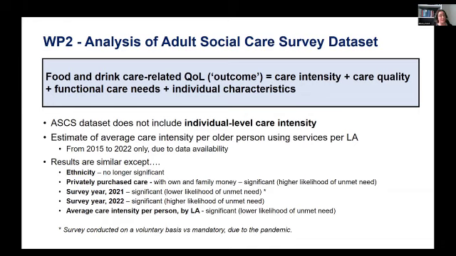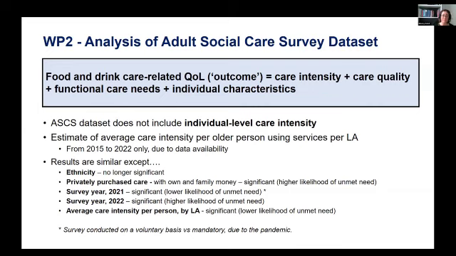And the results were very similar, but with a couple of differences. Interestingly, we found that ethnicity was no longer significant, which again in itself is an interesting finding and probably needs a little bit more understanding, particularly around the associations between region and local authority spend and ethnicity. We also found that privately purchased care with own and family money was more likely to have unmet need, which might be reflecting something to do with the negotiation that happens if someone's contributing their own money or money from family members.